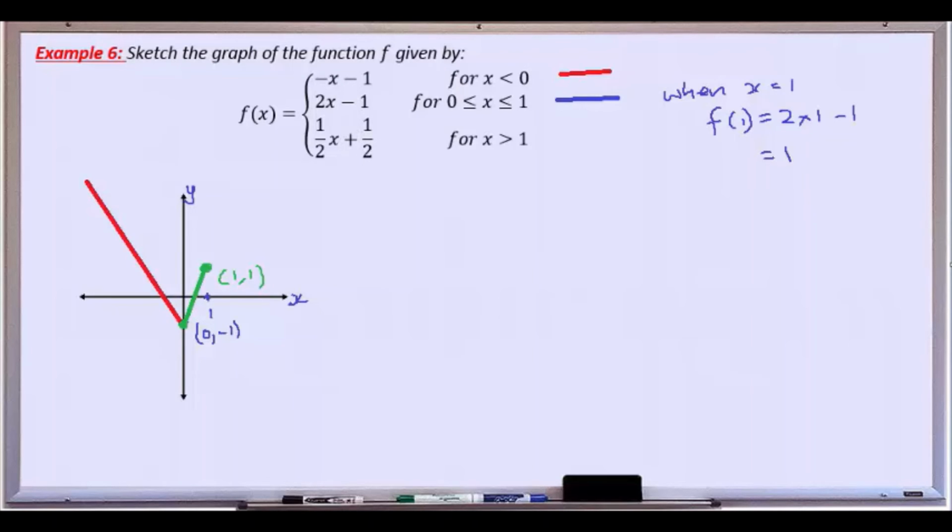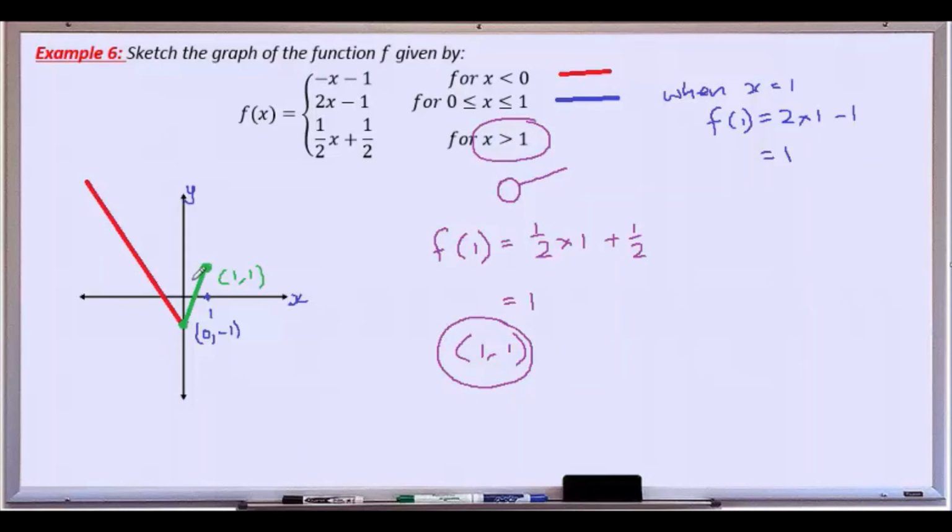Now we've got a third rule here that starts just after x equals 1. So what we'll do is we'll substitute 1 in, but we know that because this doesn't include 1, I'm going to have an open point and then a line. My gradients are half, so let's find out f of 1 for my purple function is a half times 1 plus a half, which equals 1, which means that again my function will be continuous and this function will start just outside of the point 1, 1.